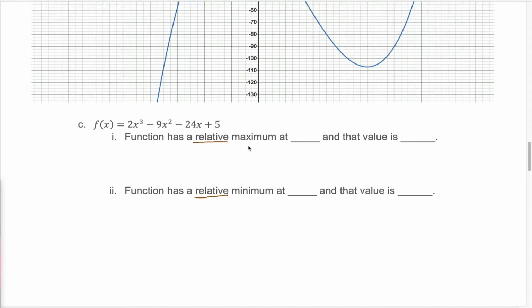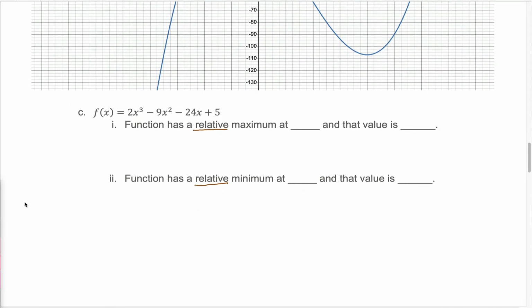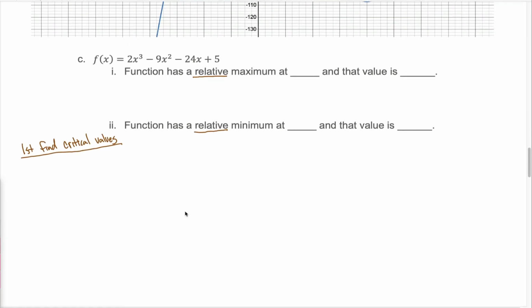How do you do that? You first need to find your critical values. Critical values are points at which the first derivative equals 0 or is undefined. So I've got to figure out the first derivative, f prime of x. The first derivative of this function is 6x squared minus 18x minus 24. This function, like most of the examples we'll see in our class, is never undefined. So really, to find critical values, I just want to figure out when this thing equals 0.